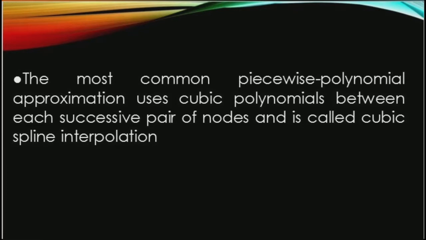Splines minimize oscillations and reduce round-off error due to their lower order nature. Cubic spline interpolation is the most common piecewise polynomial approximation. It uses cubic polynomials between each successive pair of nodes, and is called cubic spline interpolation. It is a special case of spline interpolation that is used very often to avoid the problem of Runge's phenomenon, which is a problem of oscillation at the edges of an interval that occurs when using polynomial interpolation with polynomials of high degree over a set of equispaced interpolation points.